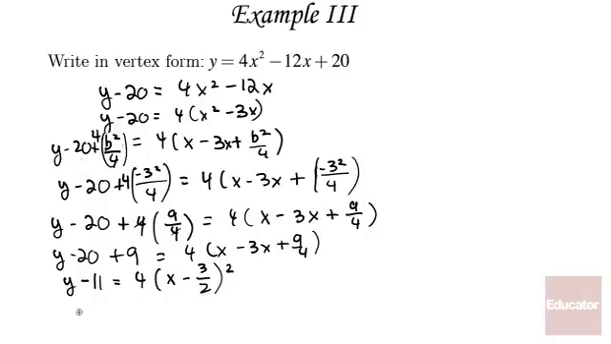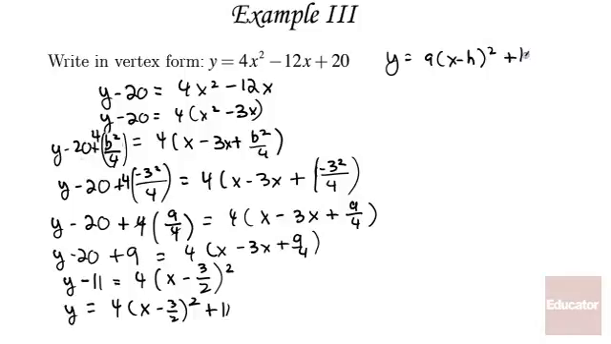Now I'm almost in vertex form. I just have to move this 11 over to the right by adding 11 to both sides. And this is vertex form. So again, vertex form, y equals a times x minus h squared plus k. Here I have a equals 4, h equals 3/2, and k equals 11. So the vertex is going to be at 3/2, 11.